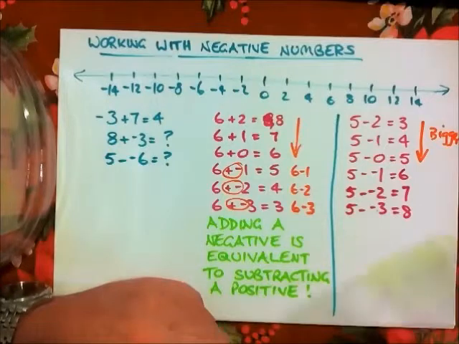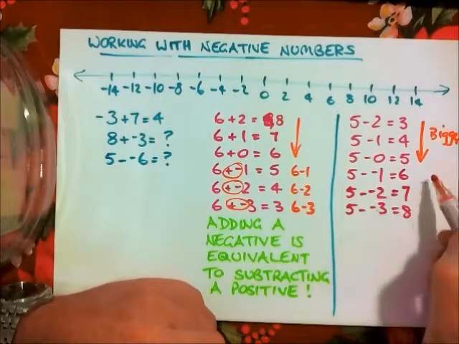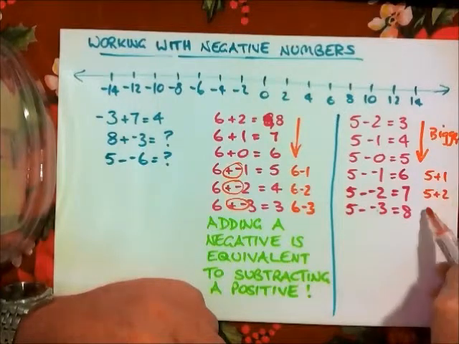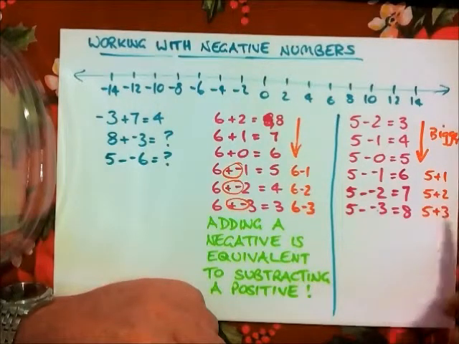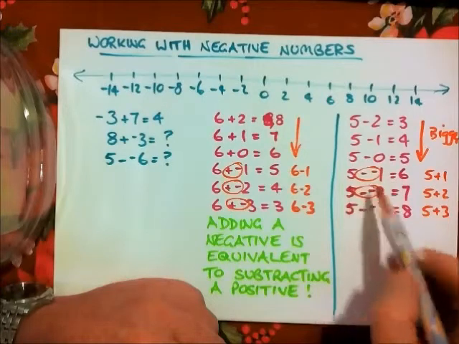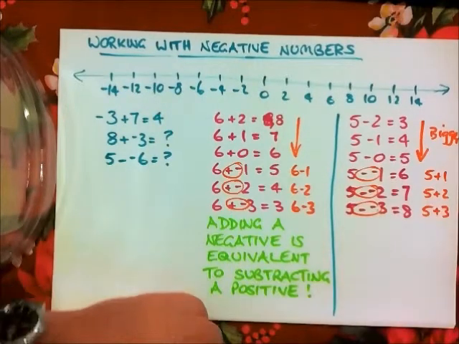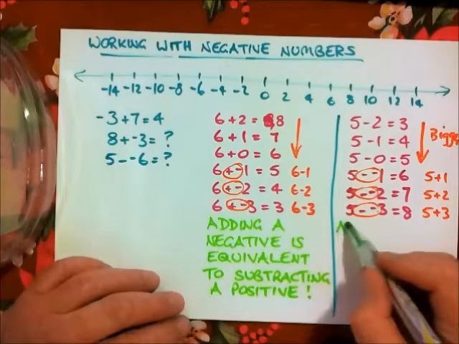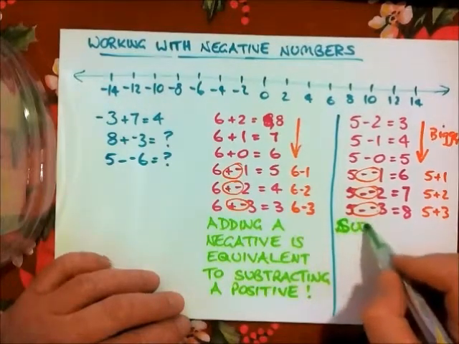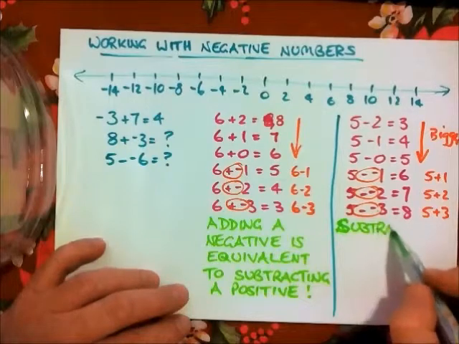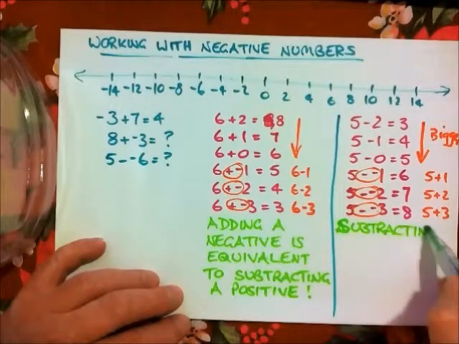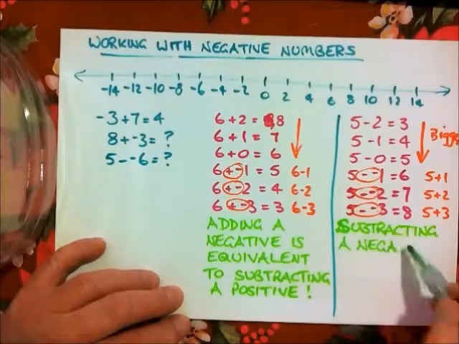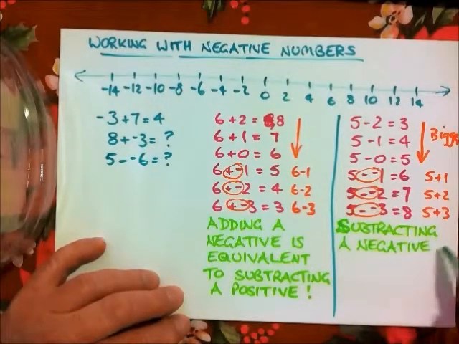That's weird. But think about it. 6 is really 5 plus 1. 7 is 5 plus 2. 8 is 5 plus 3. So subtracting a negative is effectively the same as adding. Let's go back to our maths language. Subtracting a negative is equivalent to adding a positive.